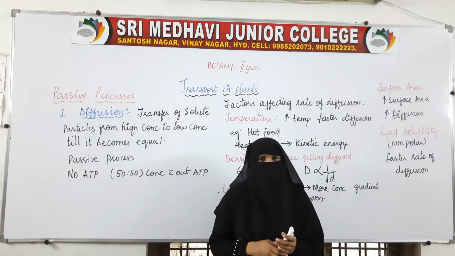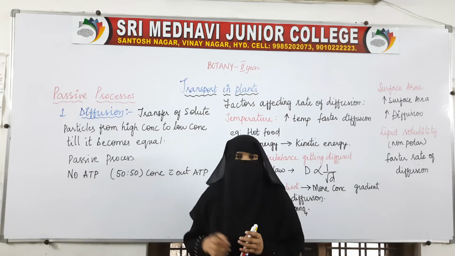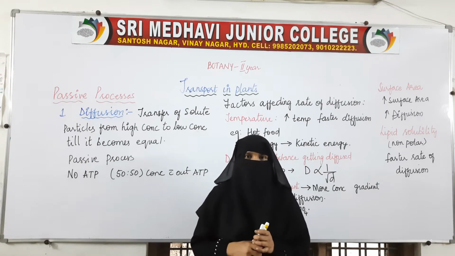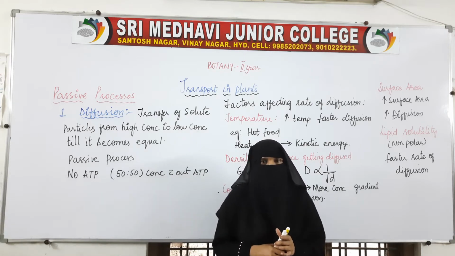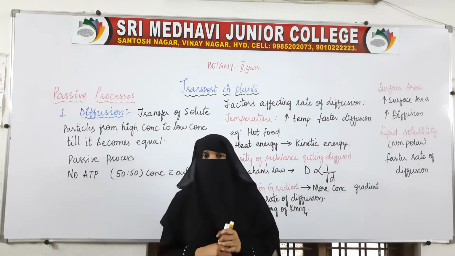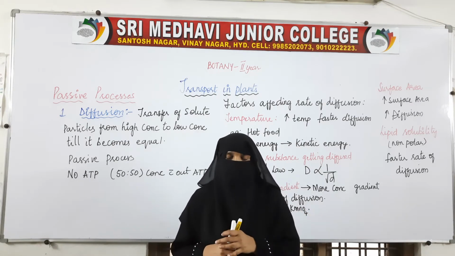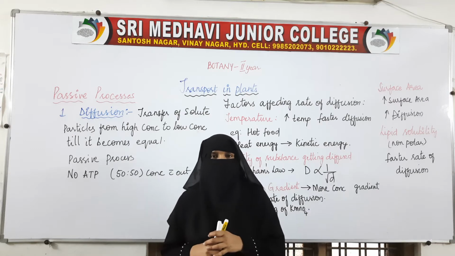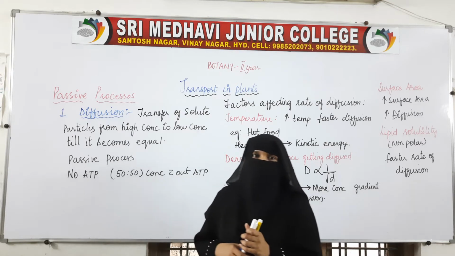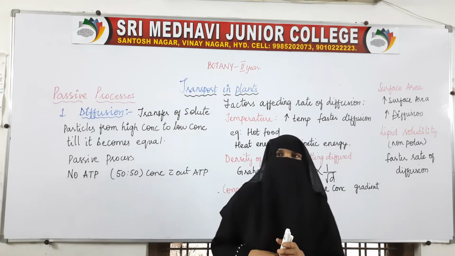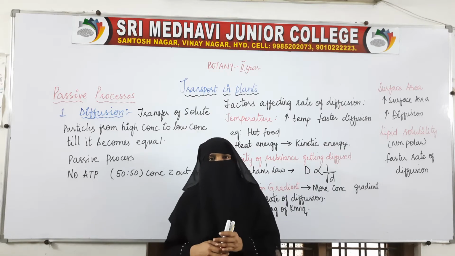If the transport of water is for a long distance, then it is called long distance transport, which is done by vascular tissues, that is xylem and phloem. If the transport is for a shorter distance, then it is called short distance transport. We have examples: diffusion, osmosis. These are the examples of short distance transport.